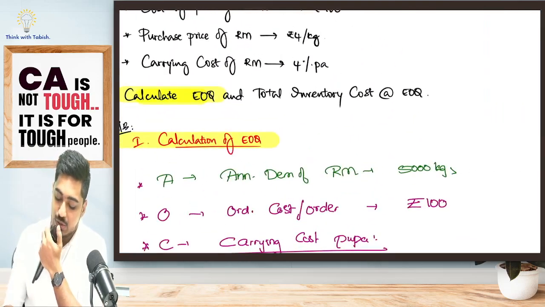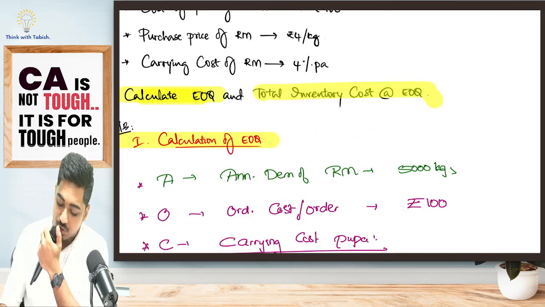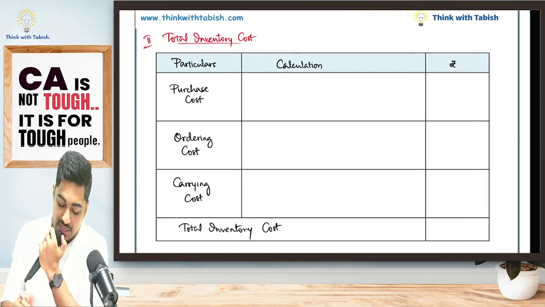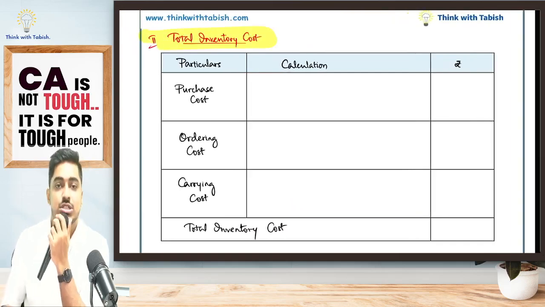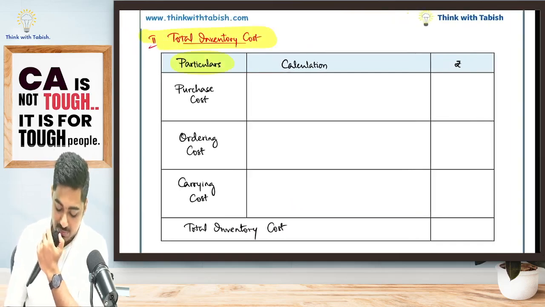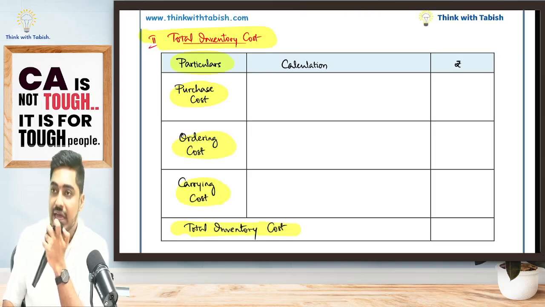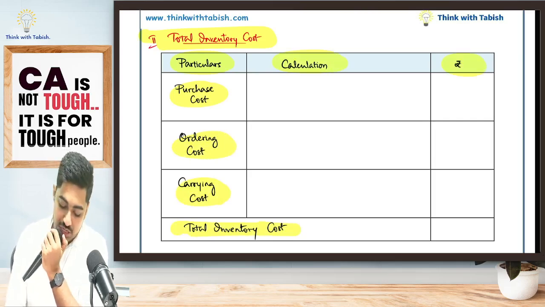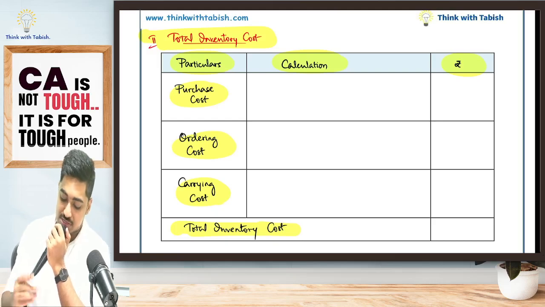What is the second requirement? Calculate total cost at EOQ. Yes or no? So let us try calculating. Simple. Total inventory cost. In that, particulars, purchase cost is there, ordering cost is there, carrying cost is there. If I add, I will arrive at my total cost. Particulars, calculation, value. Slowly, one step at a time, let us do.